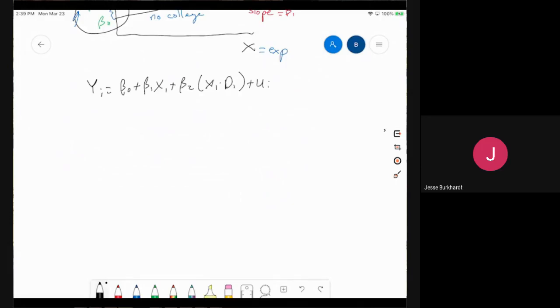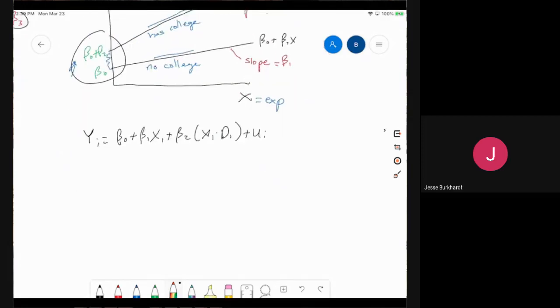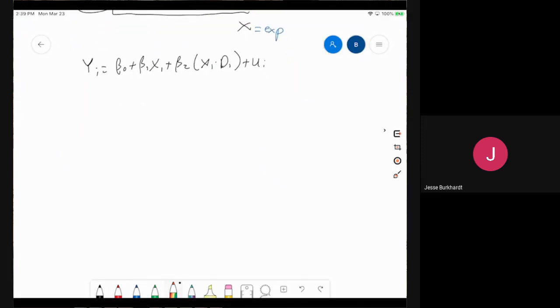Okay, what did I leave out of this model? I left out D1 by itself. I left out this term here. And now I just have X1 in the model and the interaction term. So let's figure out how to plot this.